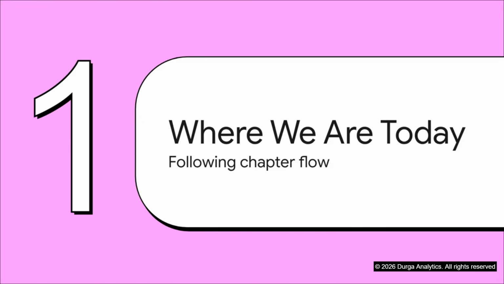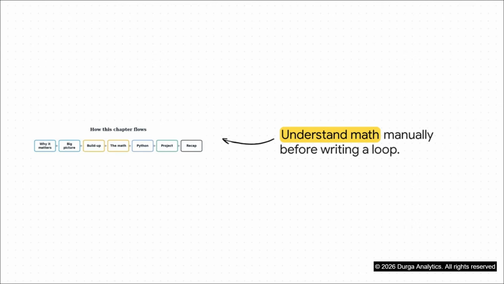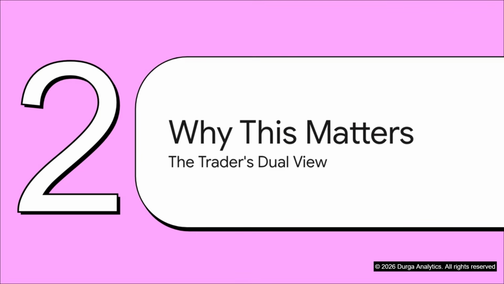Okay, Section 1. Where we are today. Following the chapter's path. Looking at our mental journey here, notice that we aren't just blindly jumping into code. That's a huge trap. Instead, we start with a business problem, then we map out the big picture architecture, do the actual math by hand, and only then do we translate that into Python. Finally, we'll connect it to the capstone project. Remember, as an engineer on a trading desk, you should always understand the math manually before you ever write a single loop.